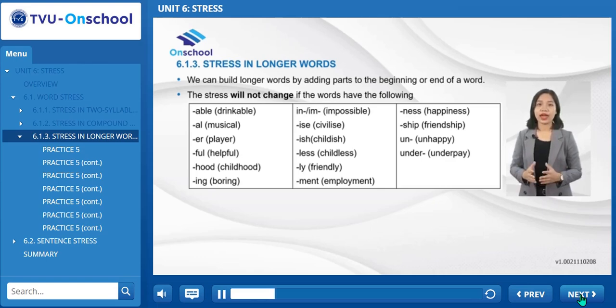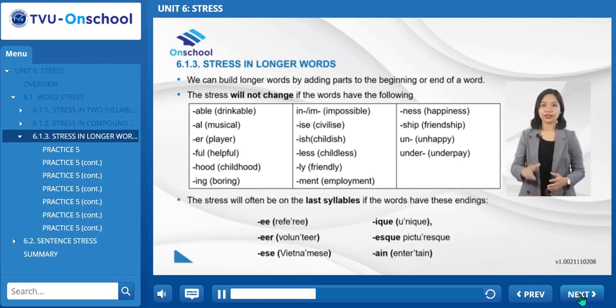For example, we have the word music. The stress is on the first syllable, music. When we add al to change it into musical, the stress stays the same. Musical. Music. Musical.